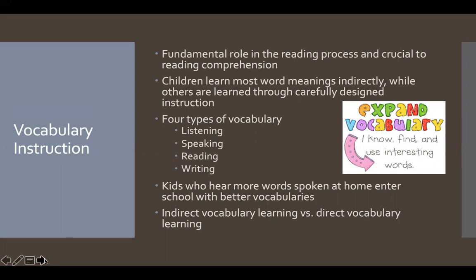Indirect vocabulary learning happens in three different ways. The student engages daily in oral language, they listen to adults read to them, and they read a lot on their own. Direct vocabulary learning is the direct instruction of new vocabulary words, mainly words that are specific to academic content the student is working with.